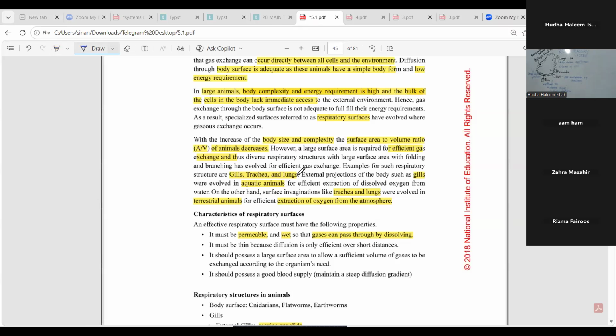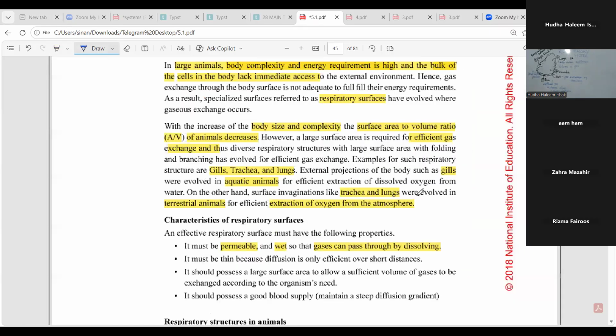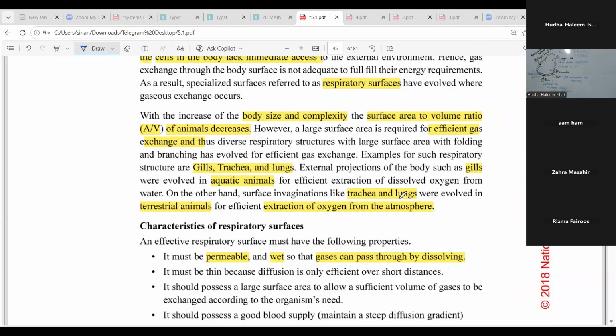Next, see here. On the other hand, surface invaginations like trachea and lungs evolved in terrestrial animals for efficient extraction of oxygen from the atmosphere. For the efficient extraction of oxygen from where? From the atmosphere.